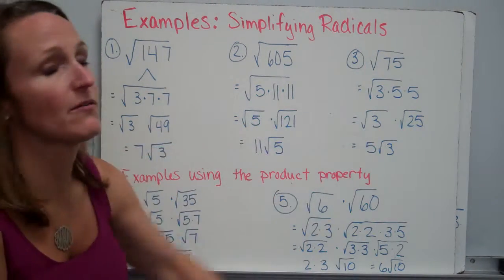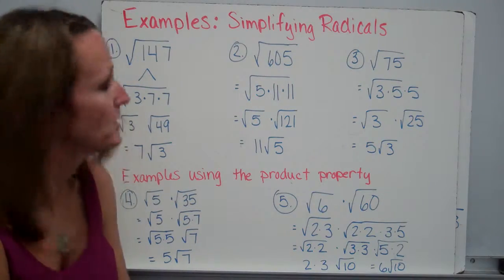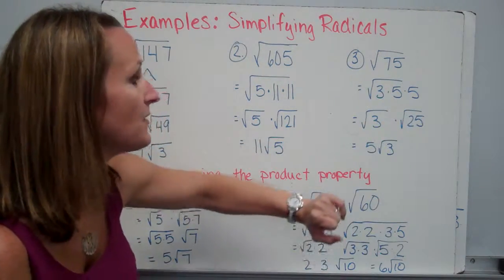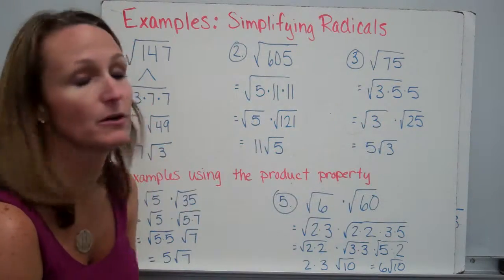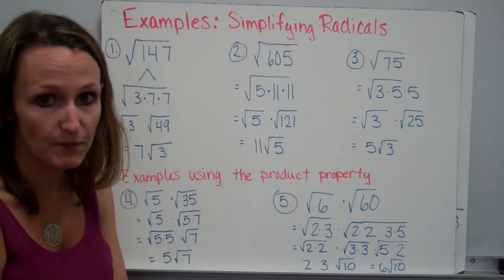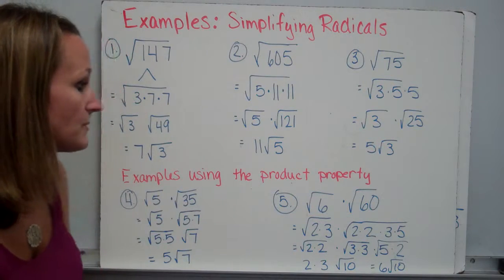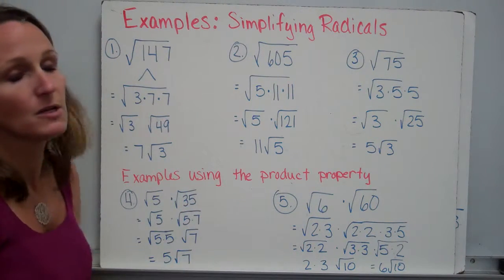Okay, what about square root of 75? Everybody should be able to do this one pretty easily. 3 times 5 times 5, or square root of 3 times the square root of 25. 25 is a perfect square, so out it comes. Okay, what about using the product property?